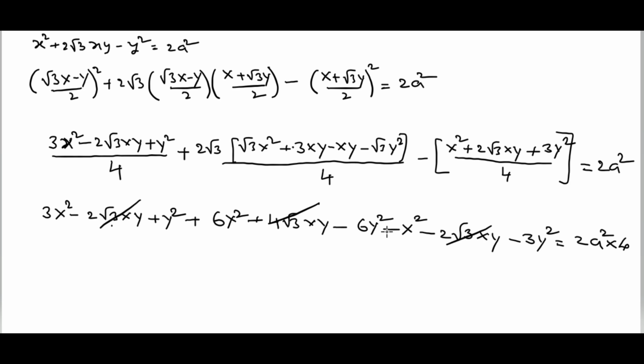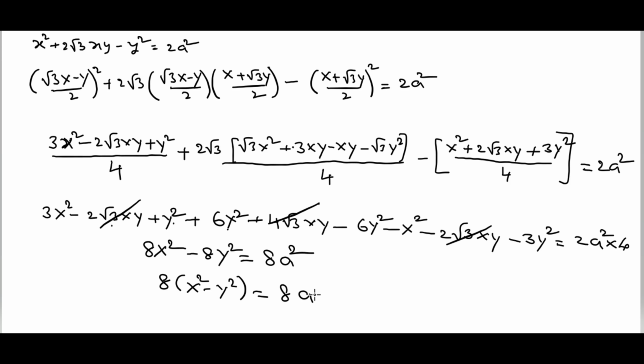So here minus 2 root 3 XY and plus 4 root 3 XY, minus 2 root 3 XY, all cancel. And 3X square plus 6X square, that is 9X square, minus X square, that is 8X square. Y square minus 6Y square, that is minus 5Y square, minus 3Y square, that is minus 8Y square, is equal to 8a square. So take 8 common, that is 8 into X square minus Y square is equal to 8a square. So both sides 8 cancel, therefore the final answer is capital X square minus Y square is equal to a square. This is the answer.